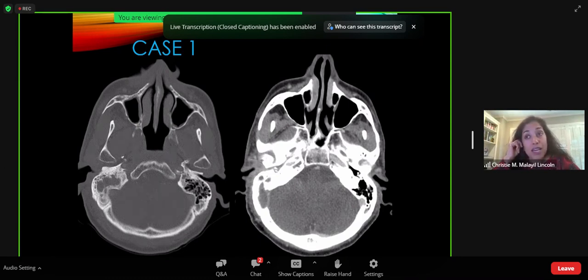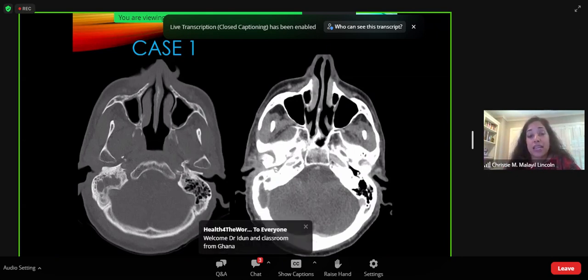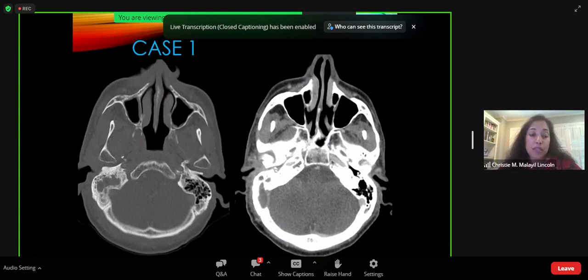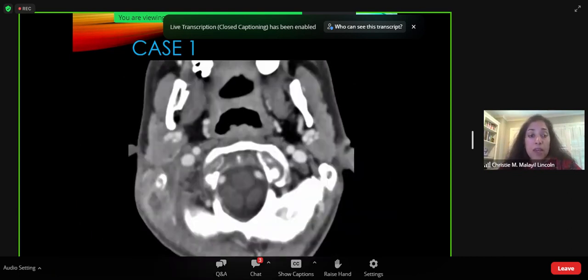And so the coalescent mastoiditis actually caused, if you can see on this contrast enhanced CT, the patient has, you can see on the left side, the left sigmoid sinus is enhancing, and on the right side, it's not. So this patient actually developed sigmoid sinus thrombosis as a complication of the otomastoiditis. And in this case, the coalescent mastoiditis caused this sigmoid sinus thrombosis.